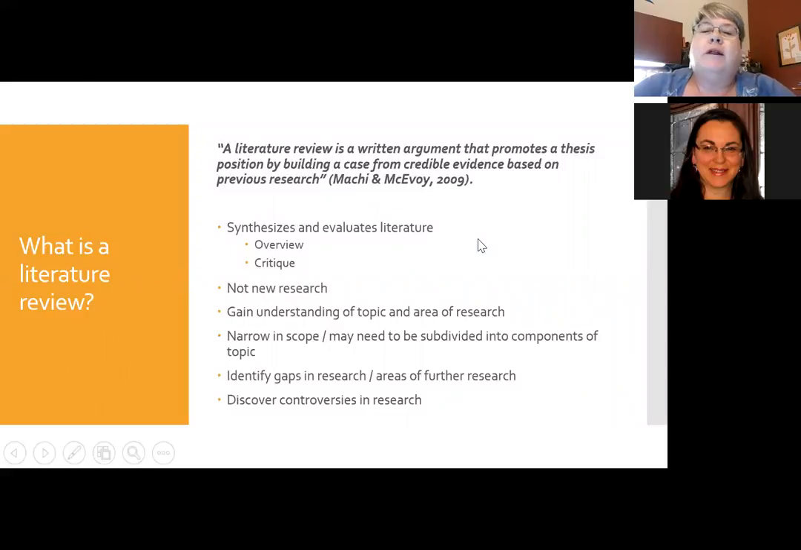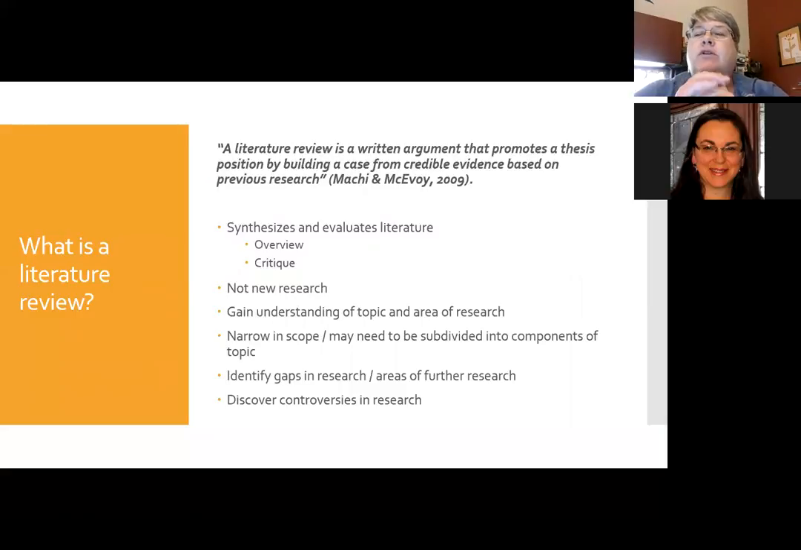So starting off, what is a literature review? Mackey and McAvoy say that a literature review is a written argument that promotes a thesis position by building a case from credible evidence based on previous research. So what you do in the literature review is take the literature that you find, go through and do an overview of a topic, and then synthesize and evaluate that literature.